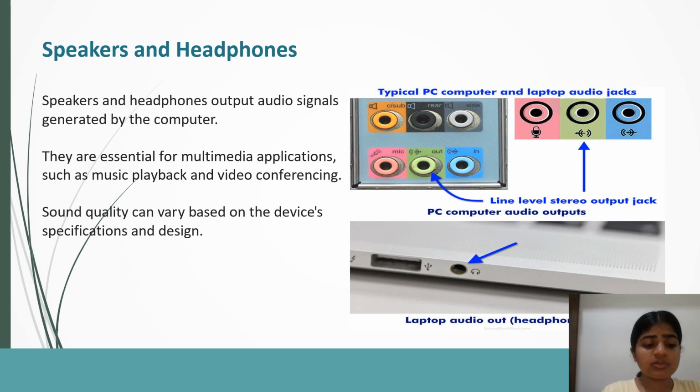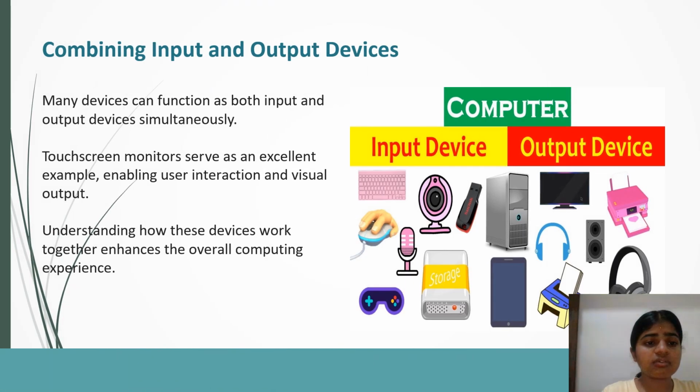Speakers and headphones. Speakers and headphones output audio signals generated by computers. They are essential for multimedia applications such as music playback and video conferencing. Sound quality can vary based on the device's specifications and design. As you see, typical PC and laptop audio jacks are different. There are three types: line level, stereo output jack, and PC output jack, and those kinds of things.